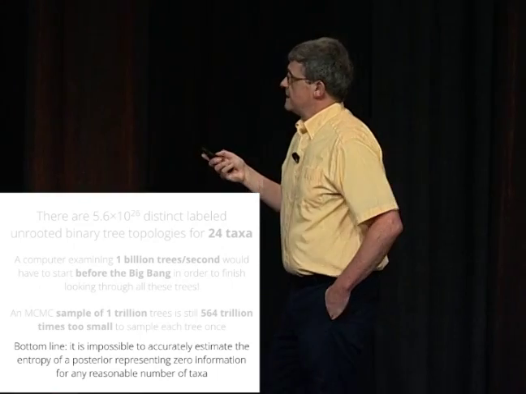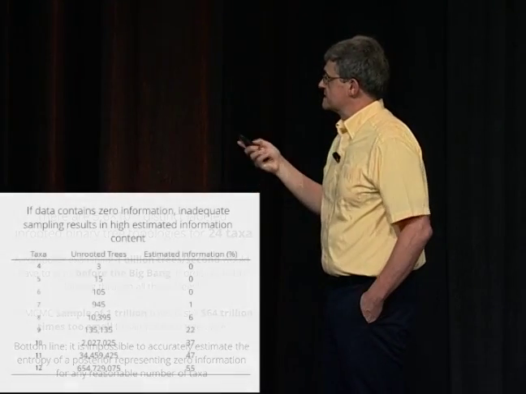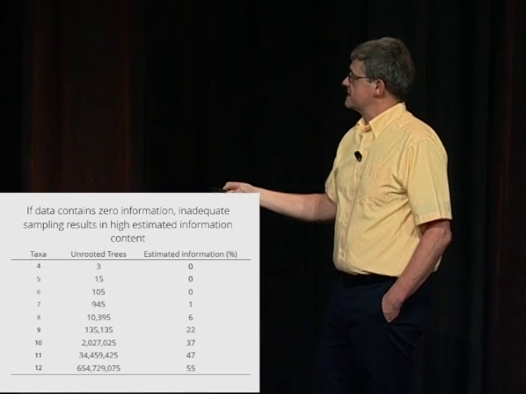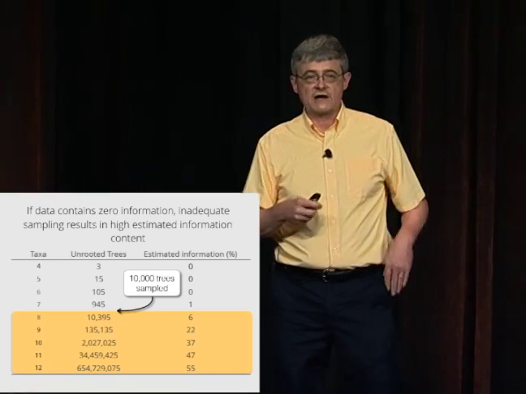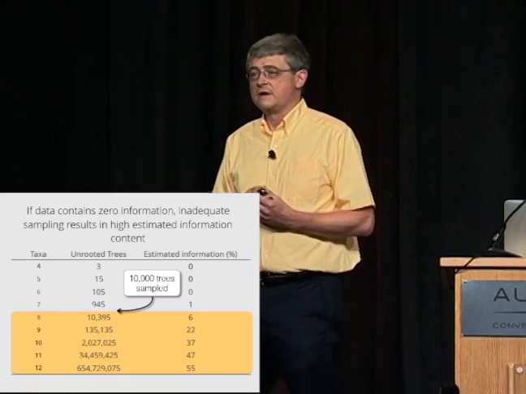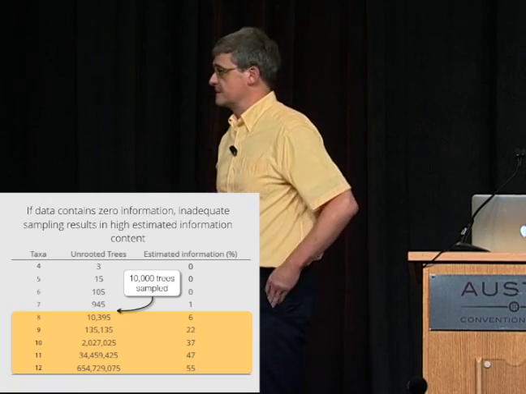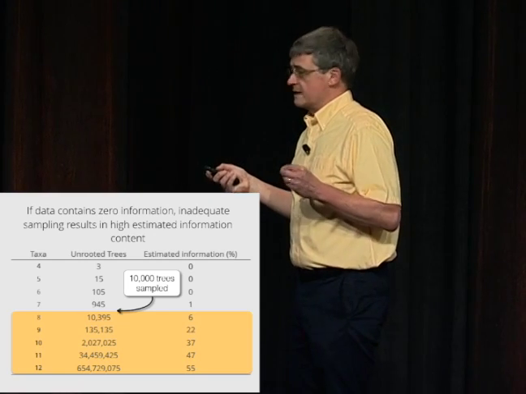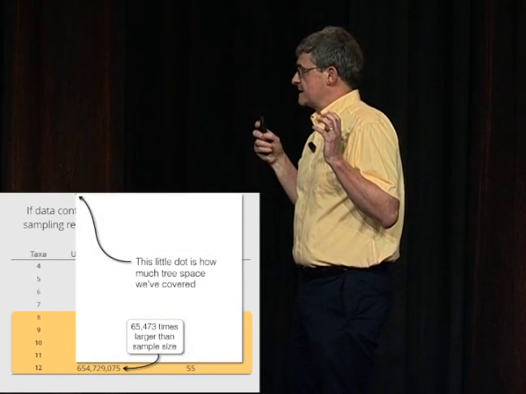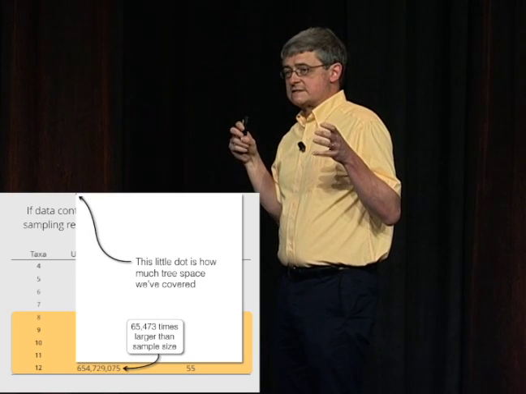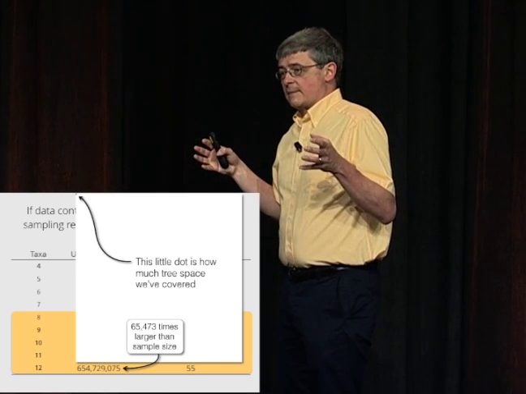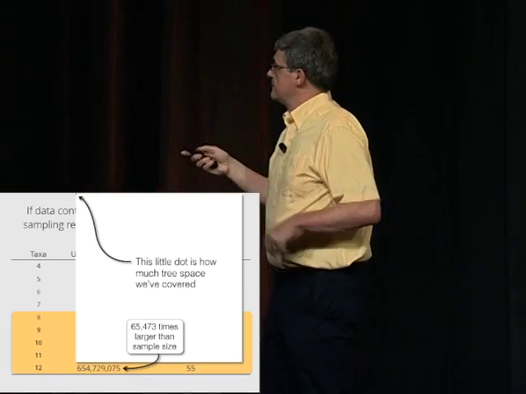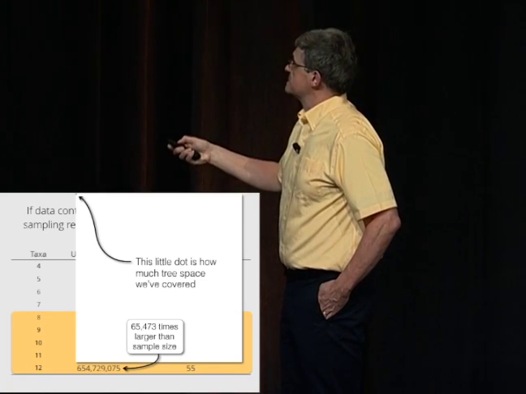So if we take a sample of 10,000 trees for various cases of different numbers of taxa, we do quite well at estimating the zero information content until we get to this point where the number of trees starts to outstrip the number of samples that we have. So we have more trees possible than we have samples, so we're leaving some of them unsampled. And what this looks like to information theory is that we've taken 654.7 million trees that were possible, and we reduced that to just 10,000. And so it looks like a huge amount of information. We've taken all of this uncertainty and reduced it to just that little dot up there.